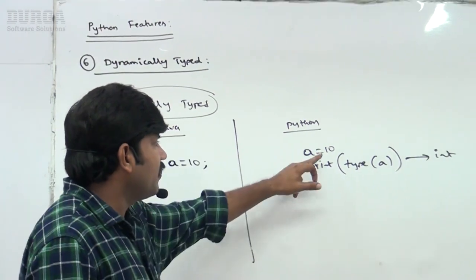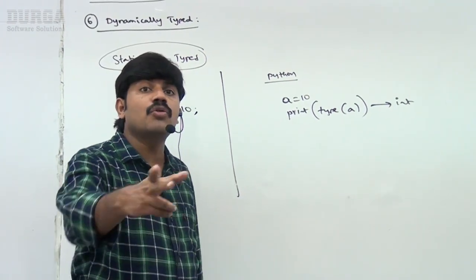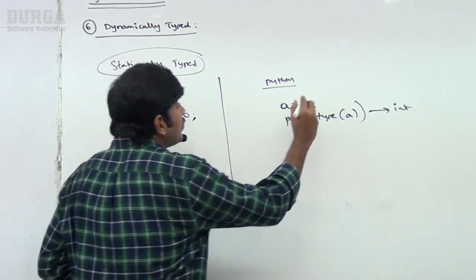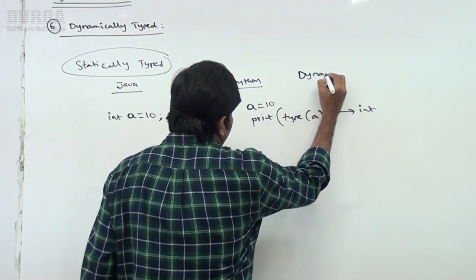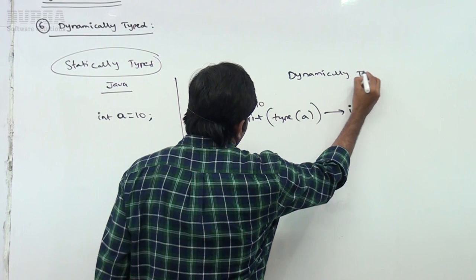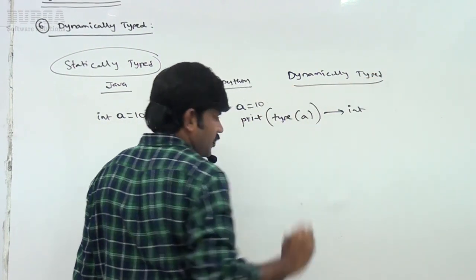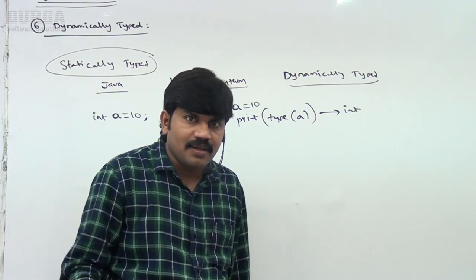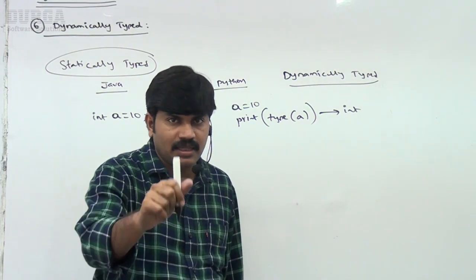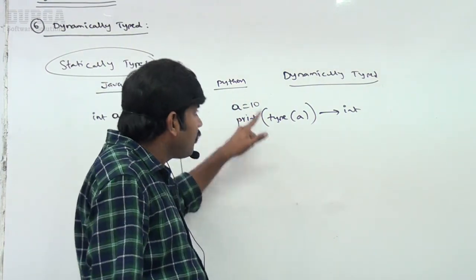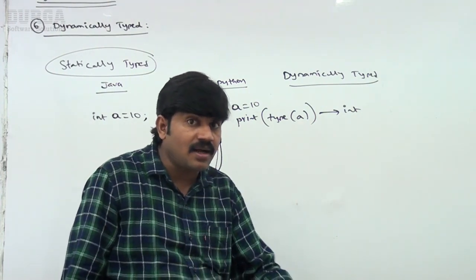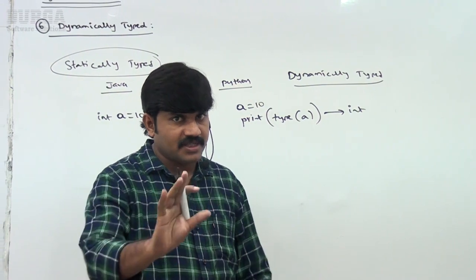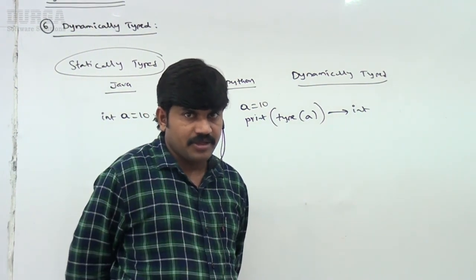So in Python, we are not required to declare the type explicitly. Based on our provided value, the type will be considered automatically. This nature is considered a dynamically typed programming language. C++ and Java are statically typed, where we compulsorily have to declare the type explicitly. Python and JavaScript are dynamically typed programming languages. We are not required to declare the type explicitly. Is it clear? That is point number 1.